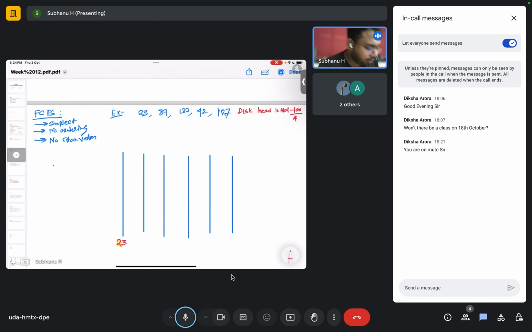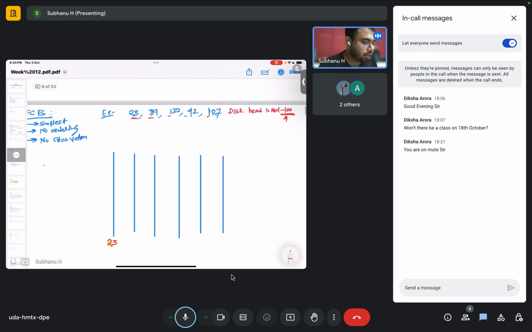How do I solve that? I will write like this. How many lines will you draw? You will draw the total number of given requests, plus one because your head will be pointing to some number also, for the initial one. So we will draw in increasing order. 42 will come here, 89 here, 100 here, 132 here, 187 here.